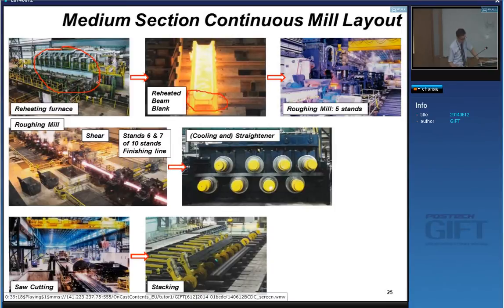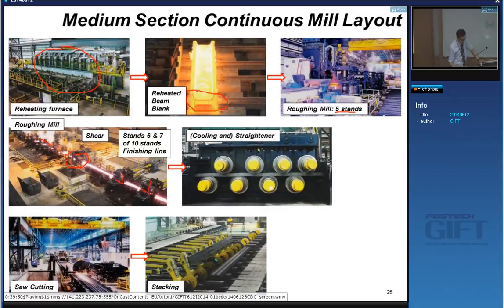And you do roughing, in this case, five stands. So that's here. You shear the end so your product has the right length. And here you start, you can see the finishing line, the different stands, the first two stands of the 10-stand finishing line.